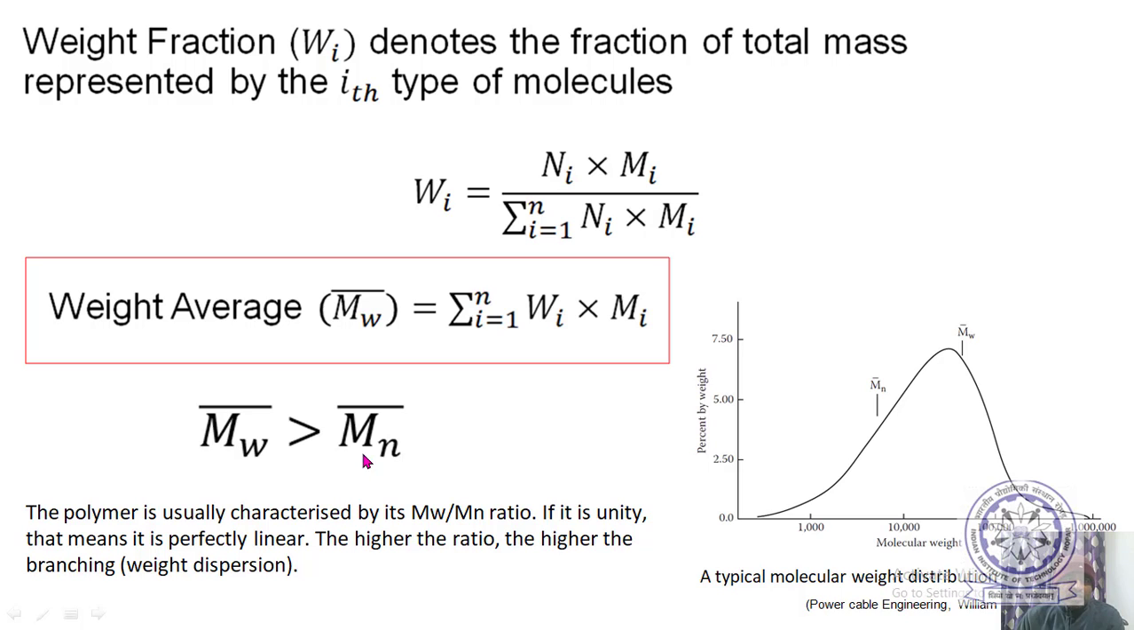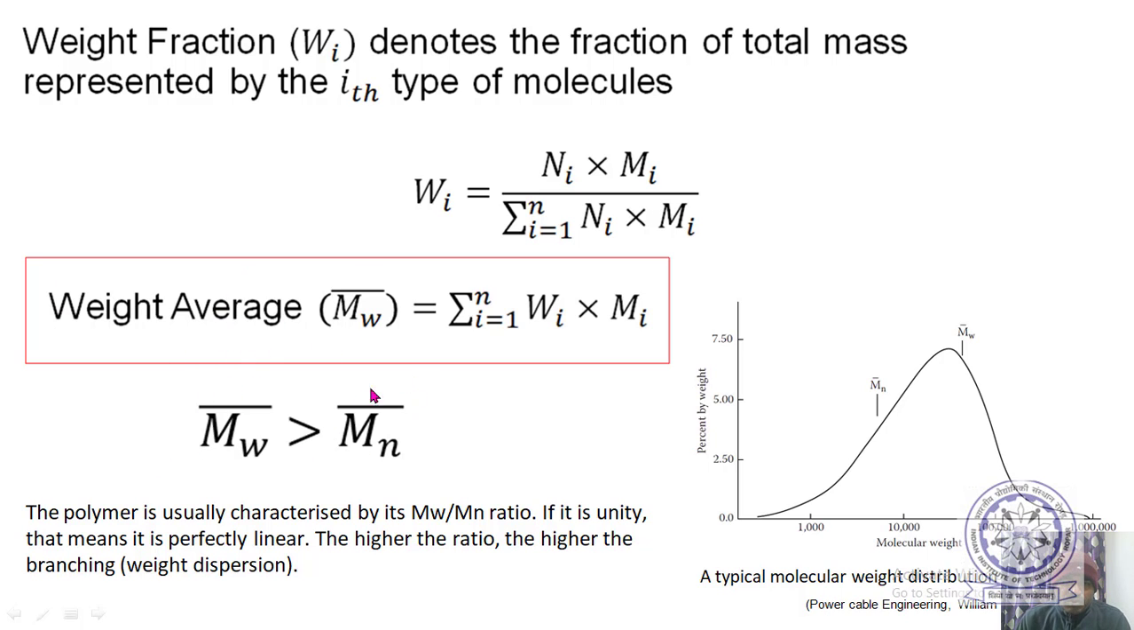And then there is the weight average. The weight fraction denotes the fraction of total mass represented by the ith type of molecules. So it is the weight fraction of a particular type: Wi equals Ni into Mi divided by sigma i equals 1 to n of Ni into Mi. This is how it is defined. Now the weight average is simply the sum of all such weight fractions multiplied by their Mi. So sigma i equals 1 to n, Wi into Mi, is the weight average.